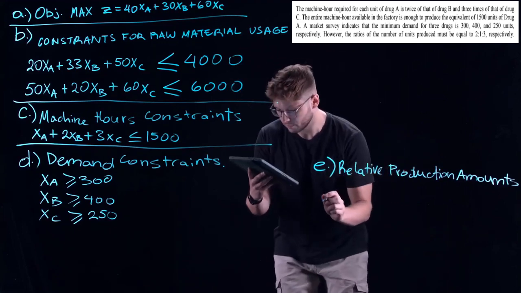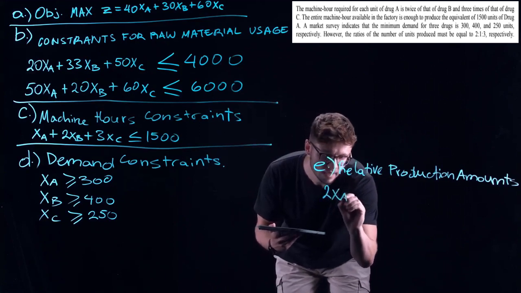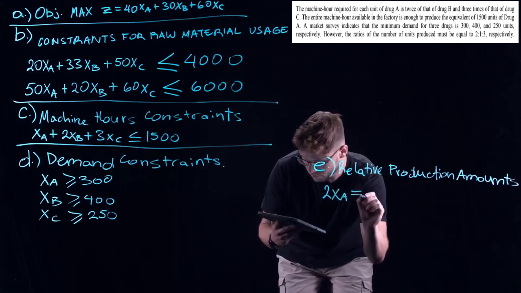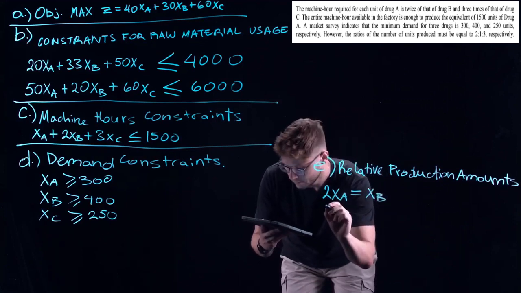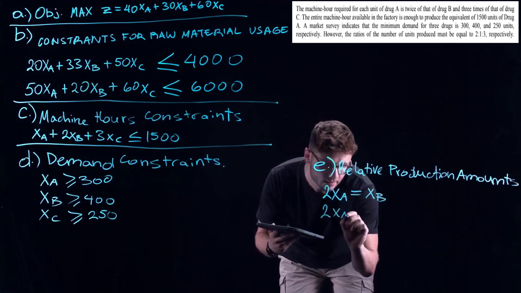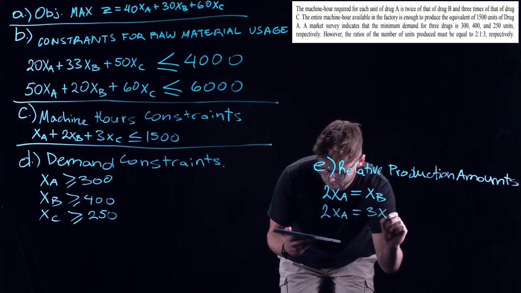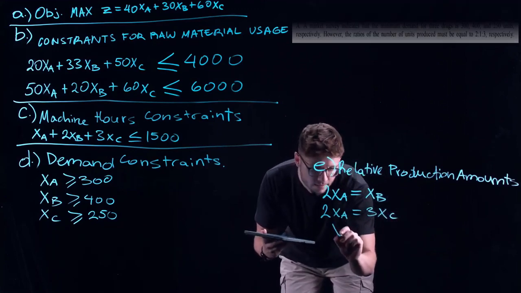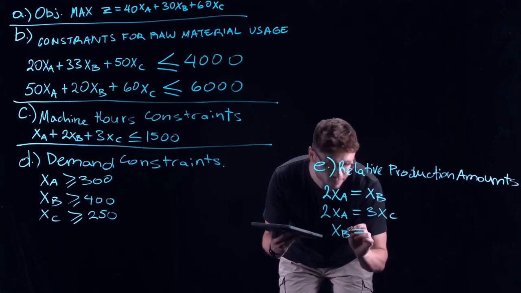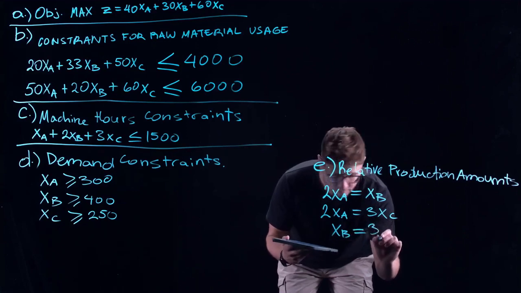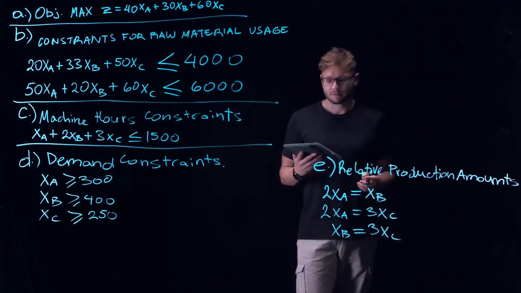So here we go. It's 2 to 1 to 3, which means that 2 times xa has to be equal to 1 times xb. It also means that 2 times xa has to be equal to 3 times xc, and that 1 times xb has to be equal to 3 times xc. So those are our relative production amounts constraints.